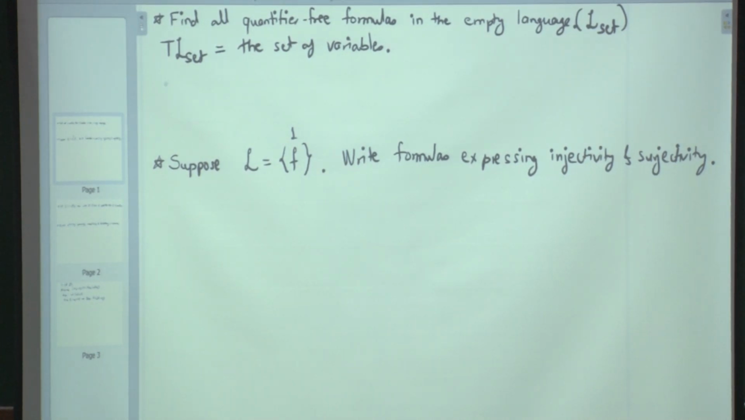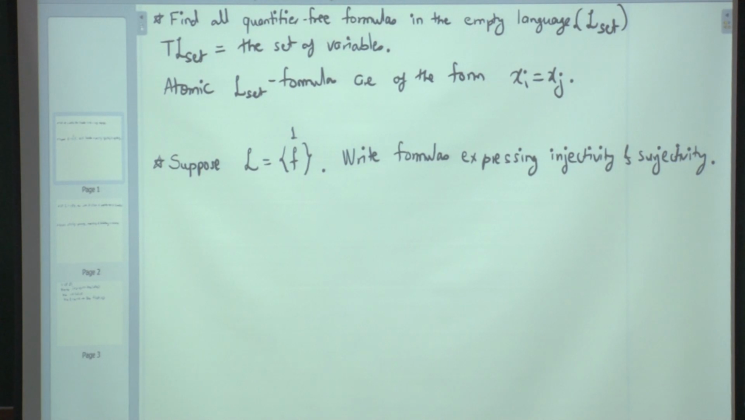Right. So atomic L set formulas are of the form xi equal to xj, and that's all. Yeah, nothing else can be done.